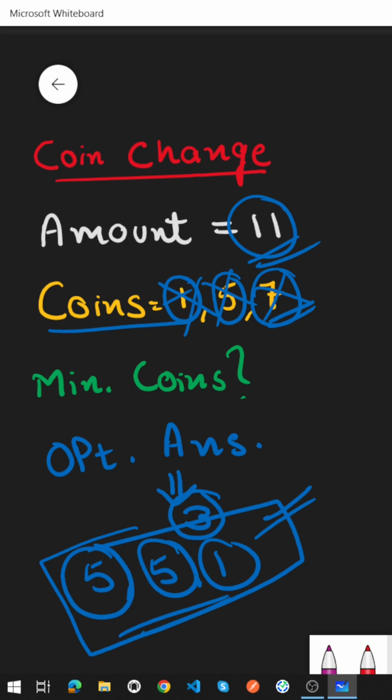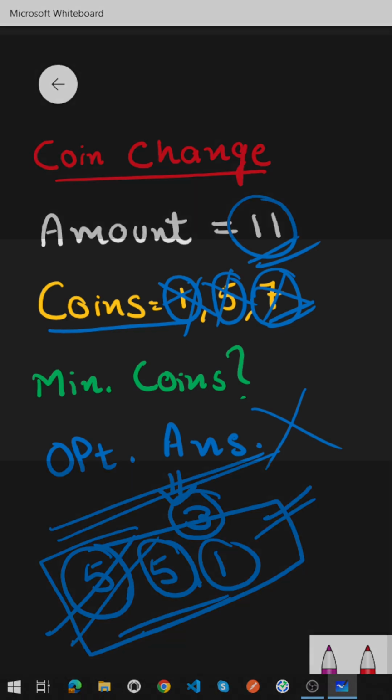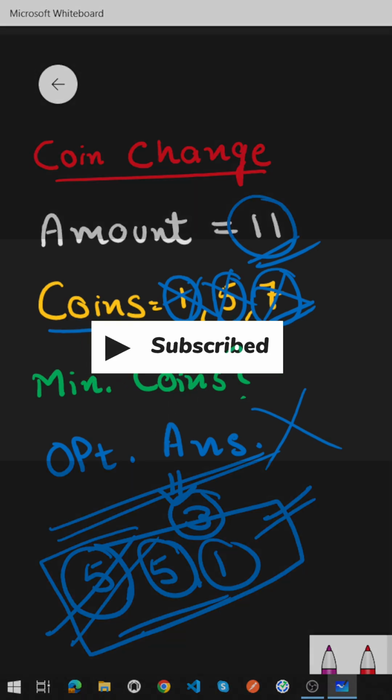So with the help of greedy, we did not find the right answer, but with the help of DP, since we are trying out all the possible combinations, this combination will also come into picture and this will give us the most optimal answer. So in conclusion, we can say that greedy is faster than DP, but it does not guarantee the right answer. Whereas DP always gives us the right answer, but it is a little bit more time consuming than the greedy approach.